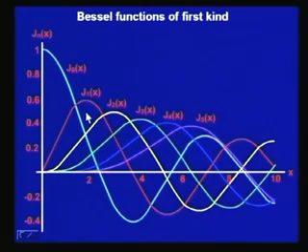In this picture we see the graphs of Bessel functions of first kind. This is the graph of J naught x, this is the graph of J 1 x, then this is the graph of J 2 x, J 3 x, J 4 x, J 5 x and so on. We can see the close resemblance of the graphs of J naught x and J 1 x with the functions cos x and sin x, and that is quite interesting. They closely resemble the graphs of cosine x and sin x functions.